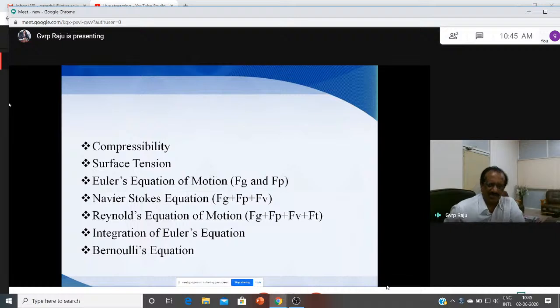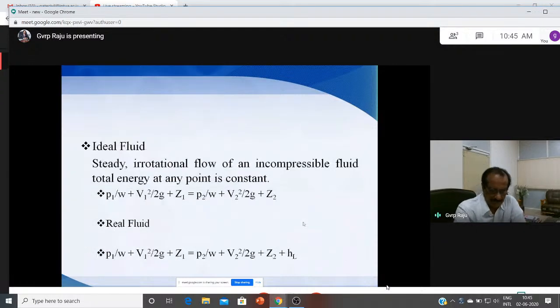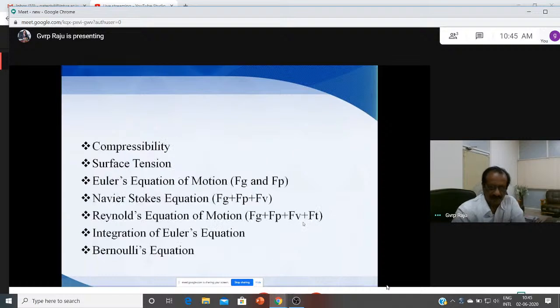And we have Euler's equation of motion. Euler's equation of motion considers gravity force and pressure force. I am just refreshing yesterday's discussion in a short time. Euler's equation considers gravity force and pressure force, and the Navier-Stokes equation, if you consider gravity force, pressure force and viscous force, you get. And Reynolds equation of motion needs to consider gravity force, pressure force, and force due to viscosity and turbulence. That is the Reynolds equation of motion.